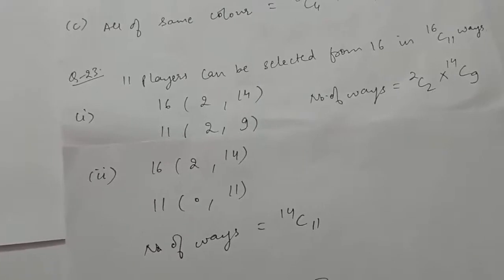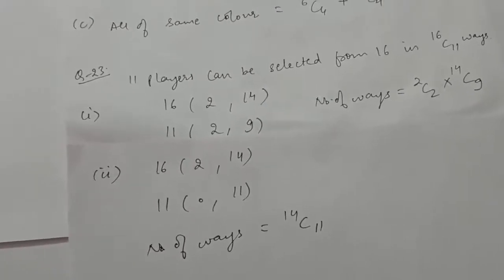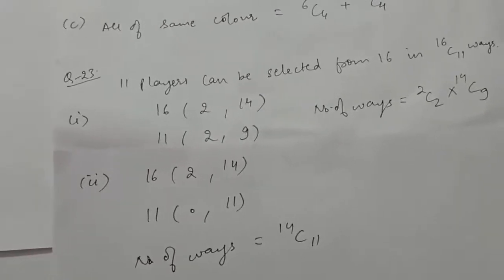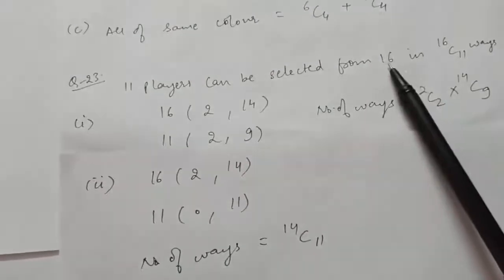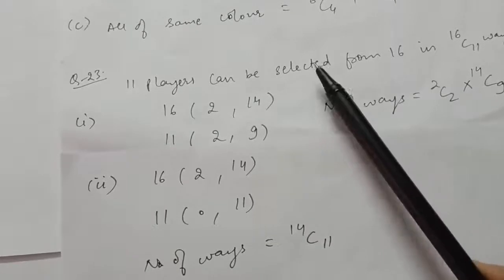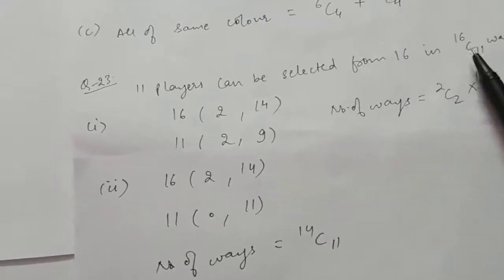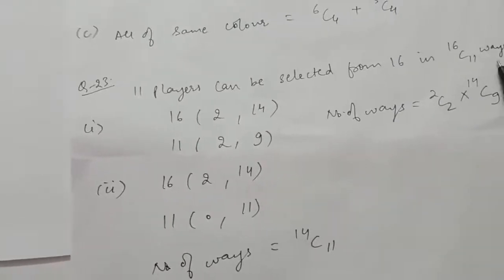Question number 23rd is: in how many ways can a football team of 11 players be selected from 16 players? First of all they have asked in how many ways we can select a team of 11 players from the 16 players. So from 16 we want to select 11, which can be done in 16C11 ways, right?